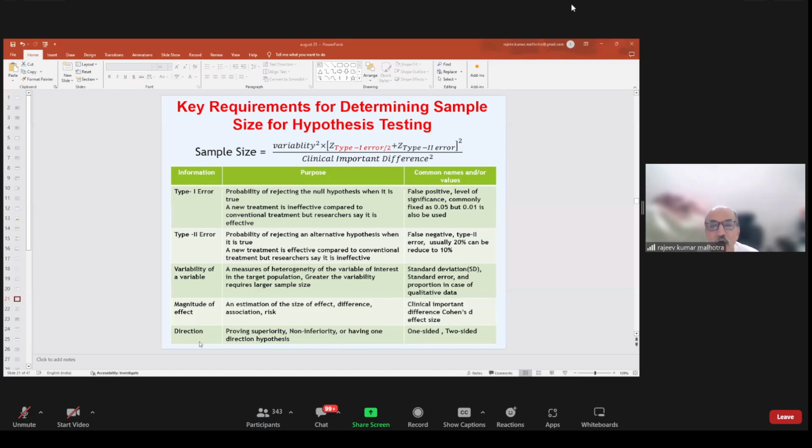So these are the five important components you have to decide on, in the formula and also in the online calculator. Now we come to some examples and the formula for this.